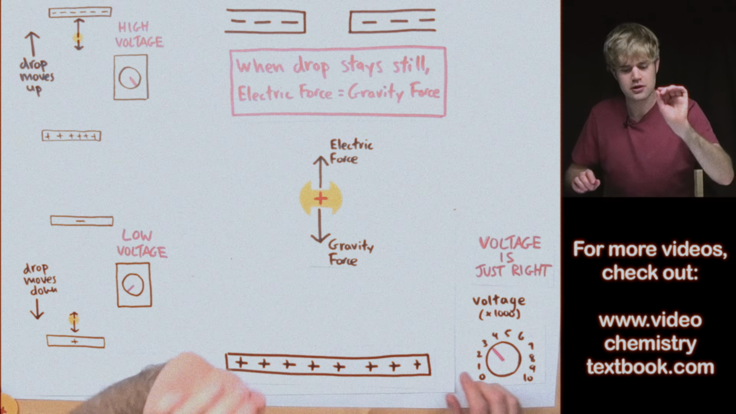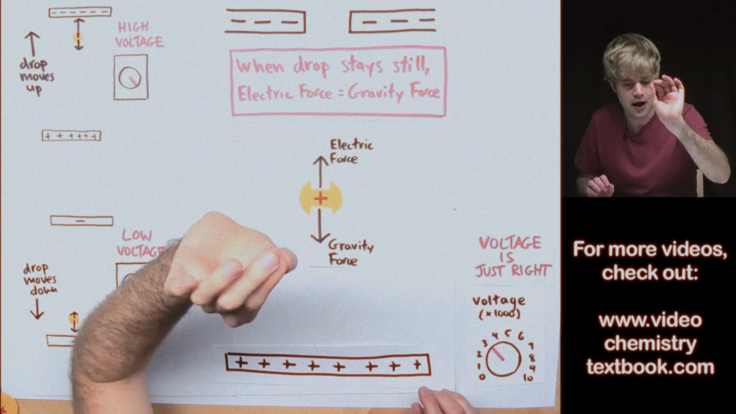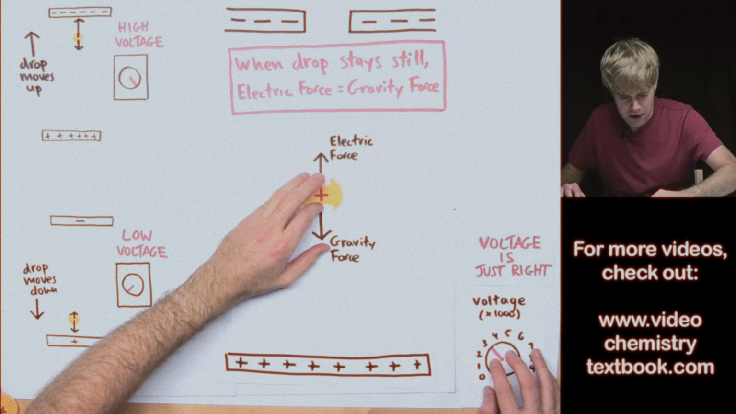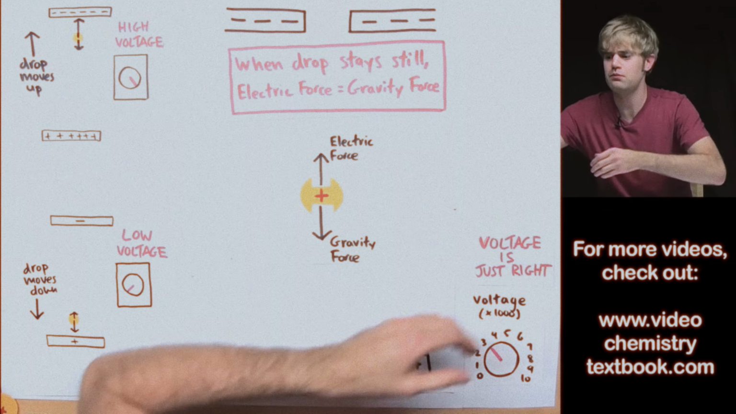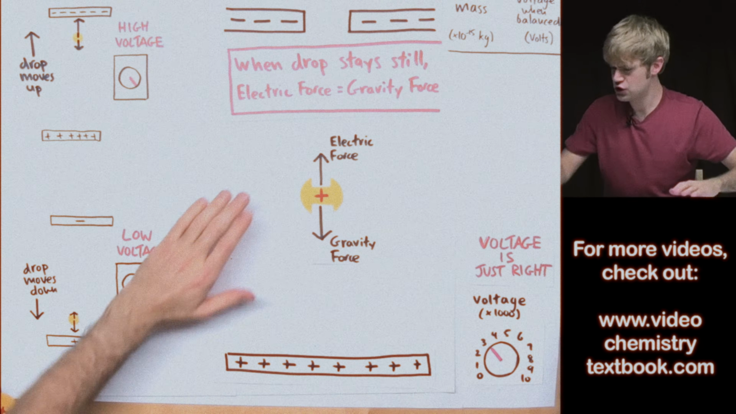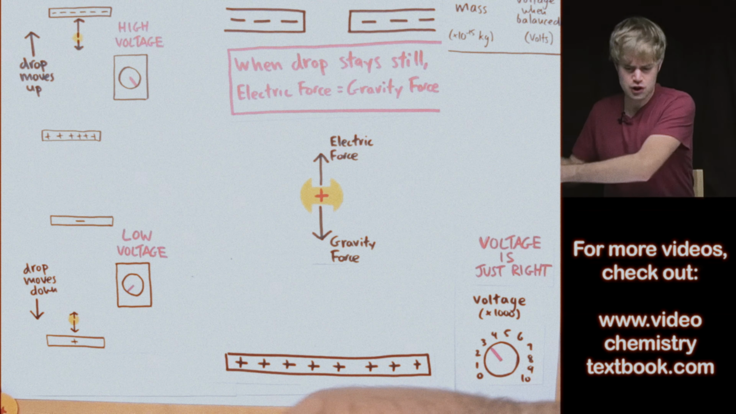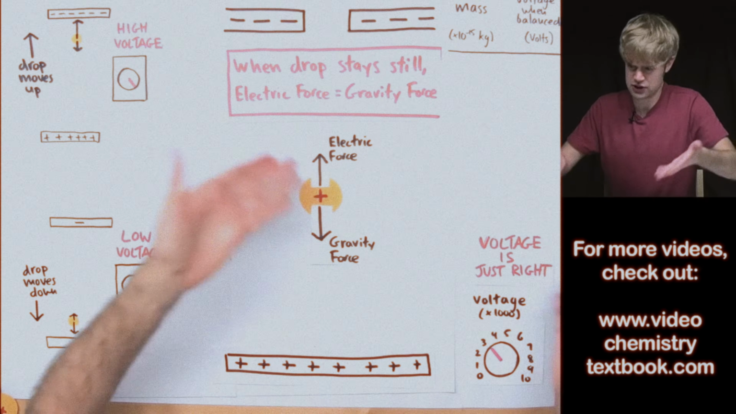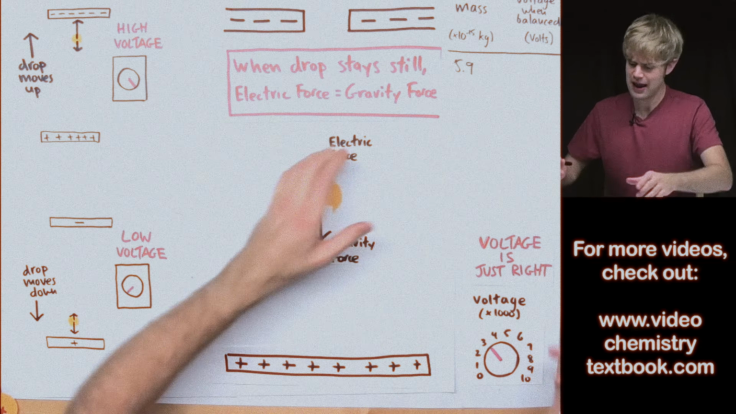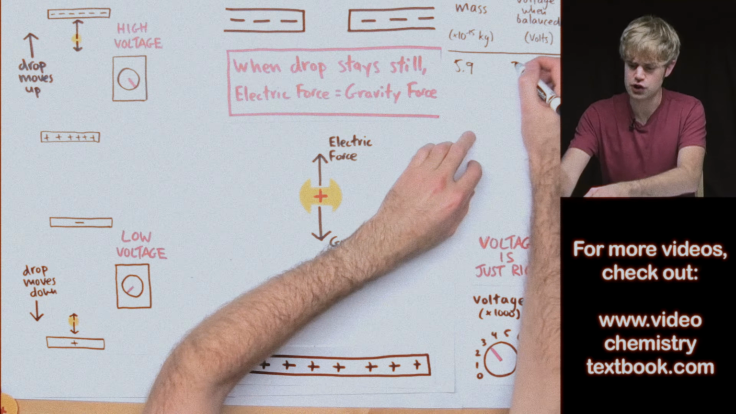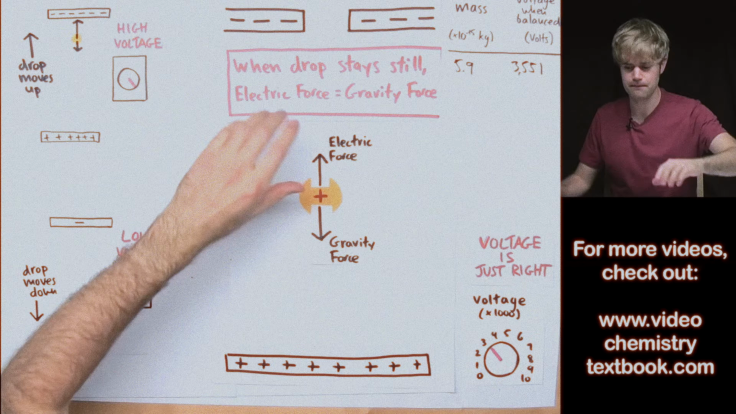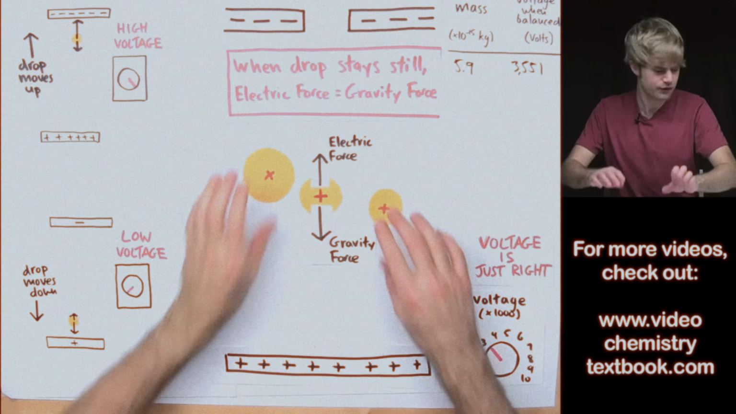They adjust the voltage, looking at a single drop, until they can get it just right so that the drop stays still. Now, they do this with many different drops. For each drop, they find a way to determine its mass, how much it weighs. So for this one, let's just say you write the mass down, and then they write down the voltage at which it balances, staying still. And they do this for many different drops of different sizes.